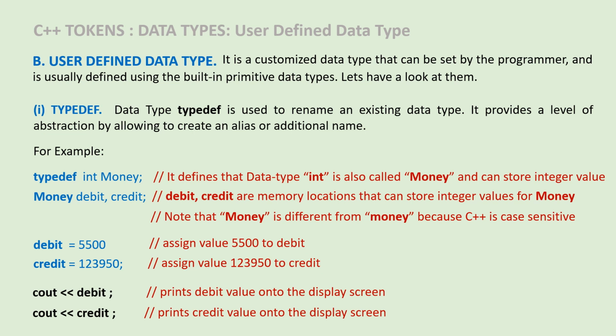So, what did we do here? Using the typedef keyword, we first renamed, or defined, the built-in C++ data type int, with a new name, money. We then declared integer variables debit and credit of the customized data type named money. We assigned values to them. And then we displayed them.